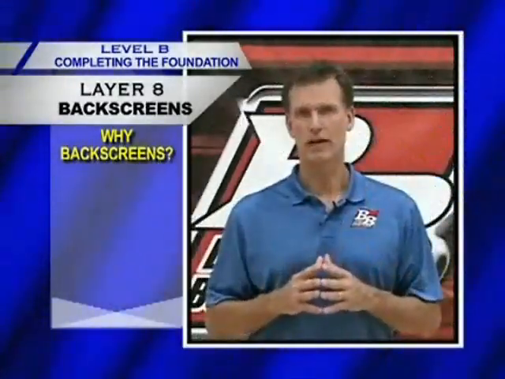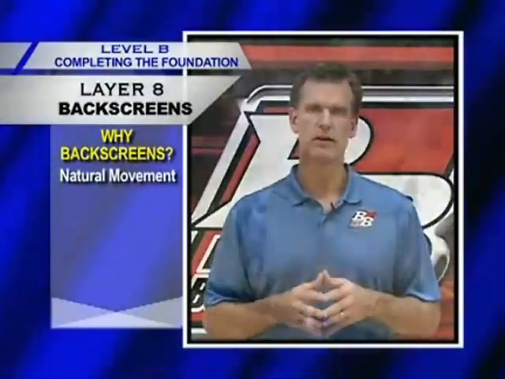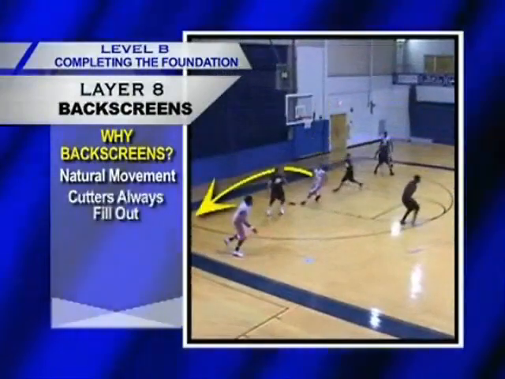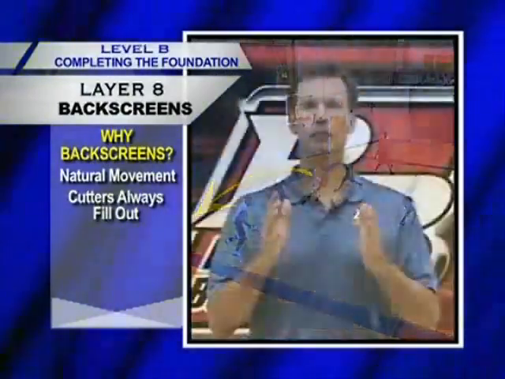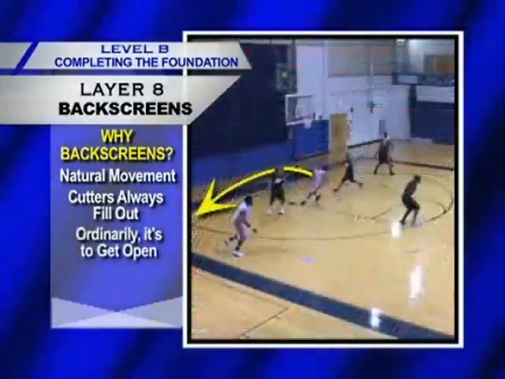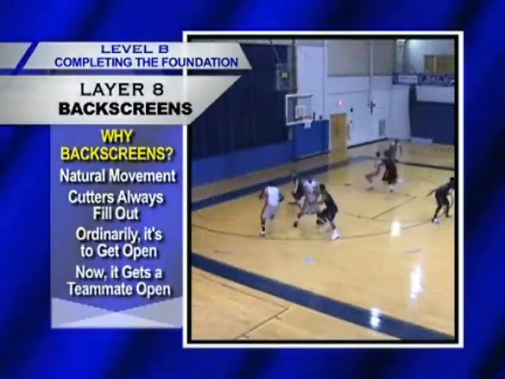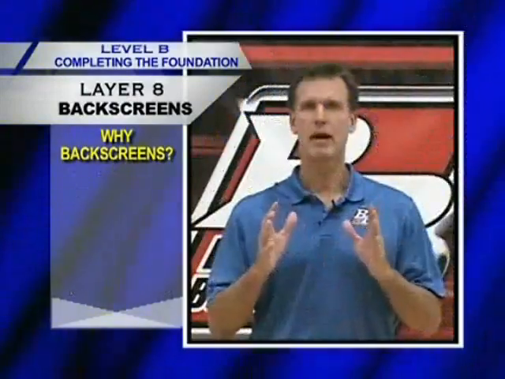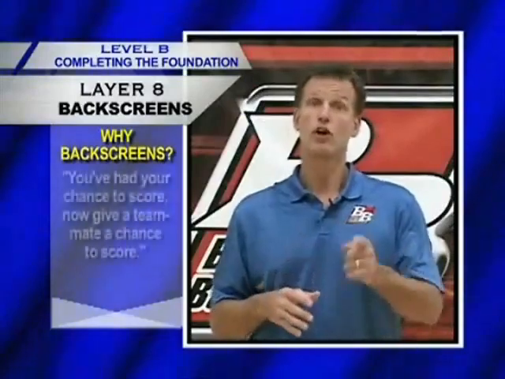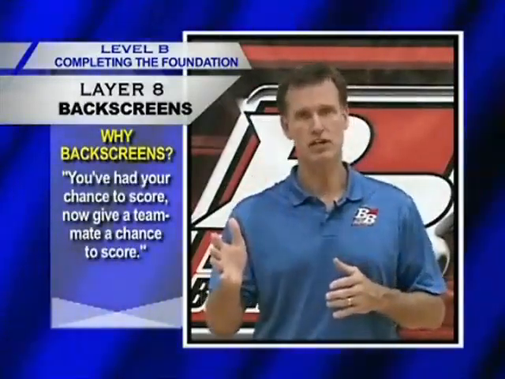The second reason for back screens is they come naturally from the movements of the read and react offense. The basket cut after any pass leads to the cutter filling out to an open spot on the perimeter. Typically, this act of filling out is the player's move to get open. But now, filling out with a back screen becomes a natural way to get your teammate open as well. Adding back screens after the basket cut is also my way of telling the players, you've had your chance to score, now be unselfish and give a teammate a chance to score.